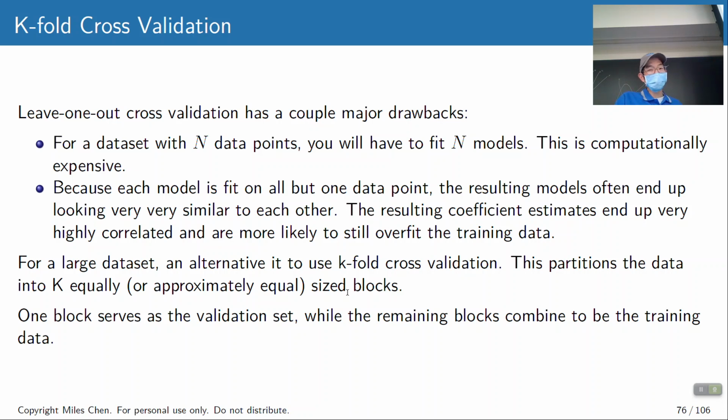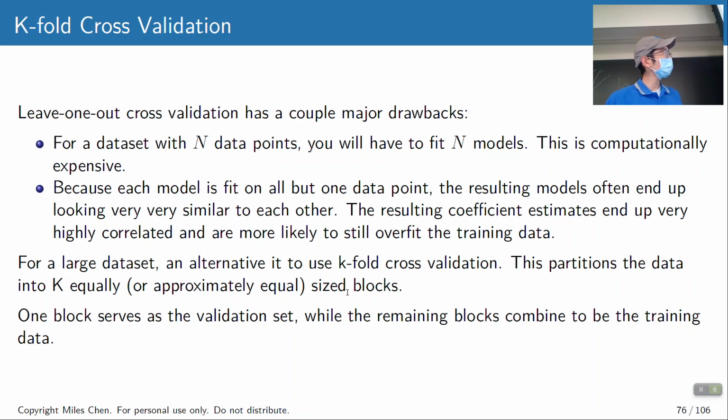Also, sometimes you want to use cross-validation to get an estimate of what your test data error might look like. And again, because all of your models are using pretty much the same training data, if you go from one data set to another, basically all of the data points except for one observation, or I guess two observations, are in common. The resulting models end up looking very, very similar to each other. Your resulting coefficient estimates end up being highly correlated. You can still overfit the training data with leave one out cross-validation.